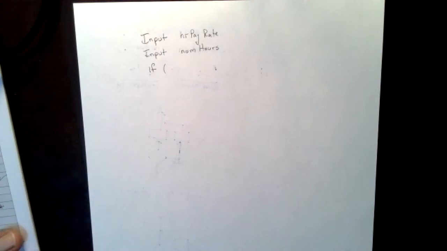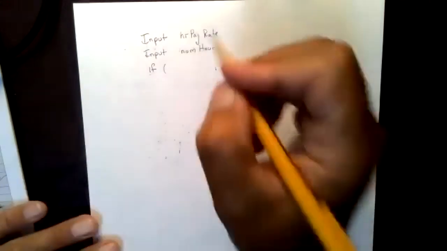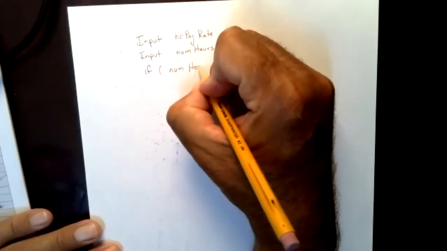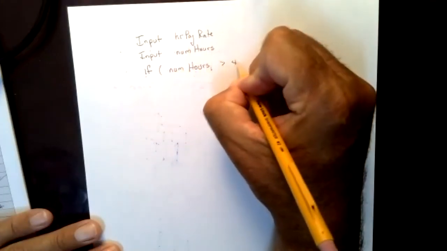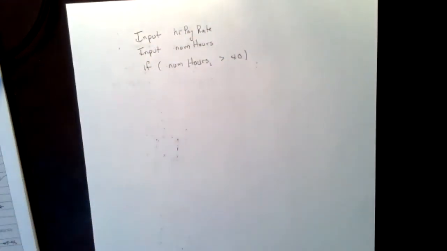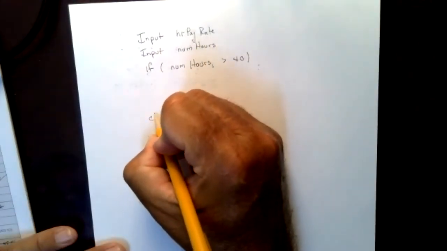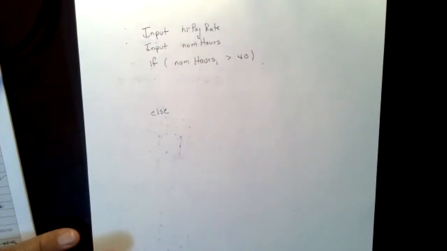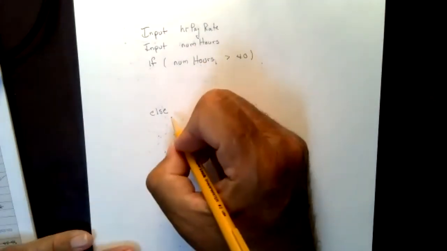So how do you know if you're going to get overtime or not? You work more than 40, so hours is greater than 40. Right. We're going to go if num hours is greater than 40. If it is, I know I need to calculate overtime. If it's not, that's the easy part, right? If it's not, what do I get? Less than 40.